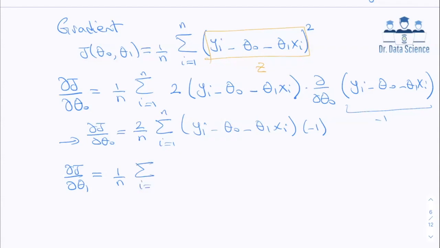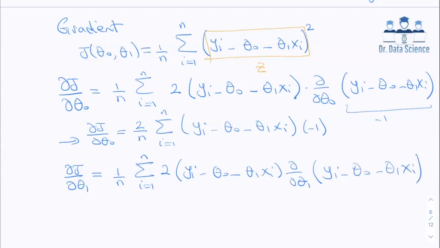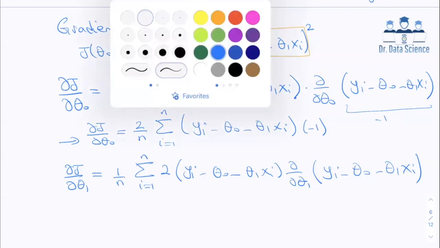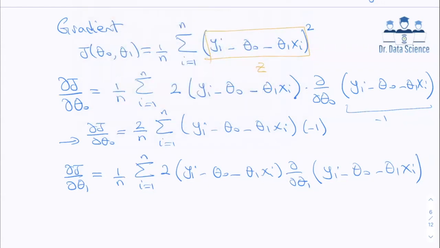So this gives us the summation from 1 to n. And then we use the chain rule again. And now we have the partial derivative with respect to theta 1 of yi minus theta 0 minus theta 1 xi. So now we repeat the same process again. What's the partial derivative of yi with respect to theta 1? It is 0, right? Because there's no theta 1 there. Similarly for the second term, because there's no theta 1. So this means that theta 0 is fixed and the partial derivative is 0.